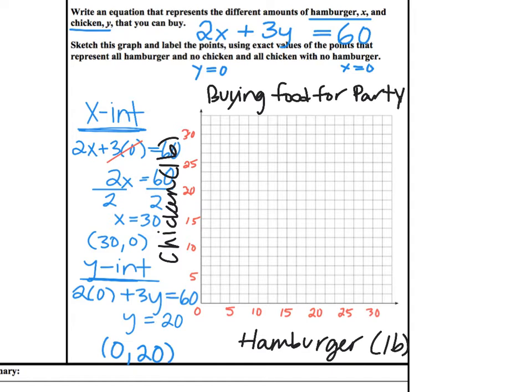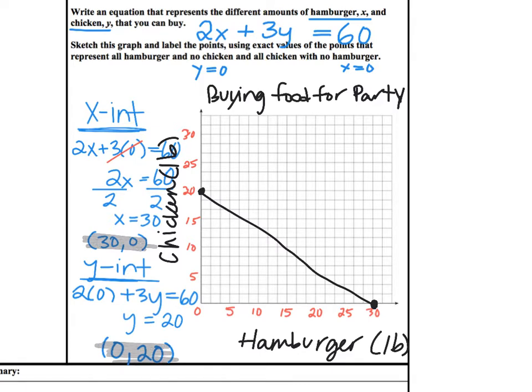This guy's gonna have a lot of people there, probably. And now you just get to plot your x and y intercept. So plot 30, 0, which would be on the x-axis, right here, and 0, 20. Oh, that is not a very good straight line.